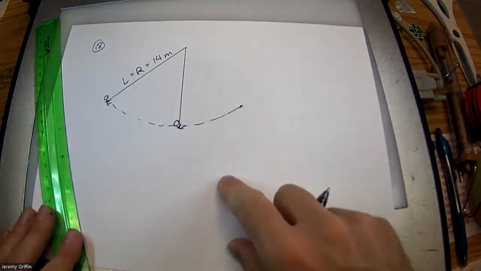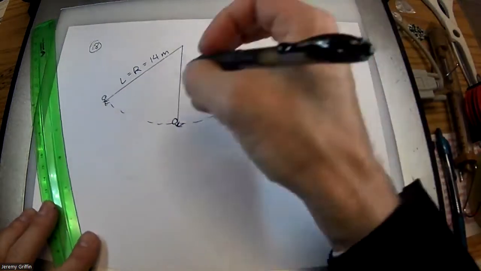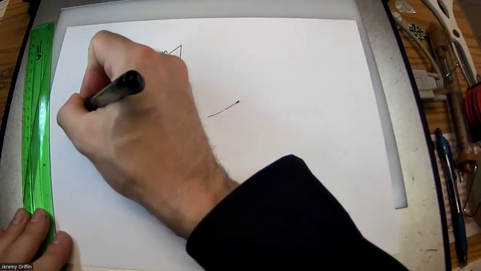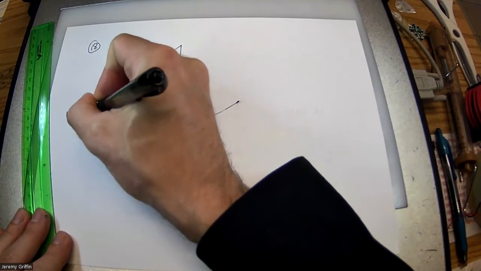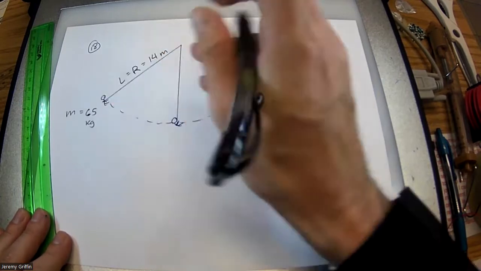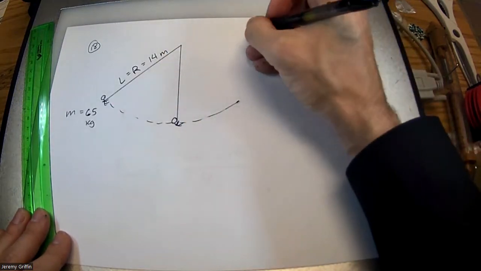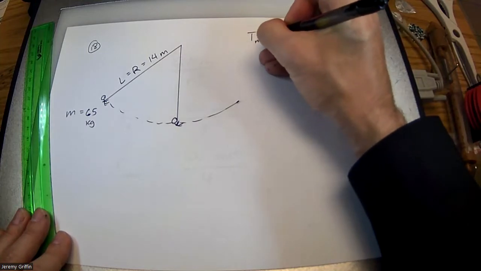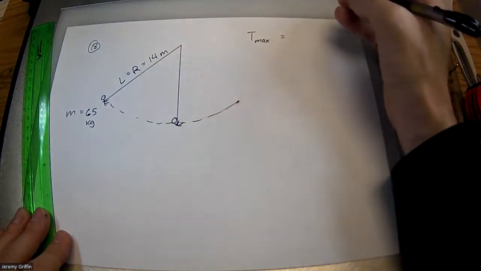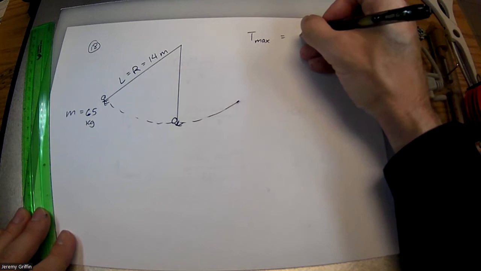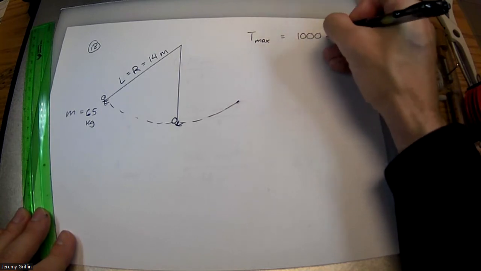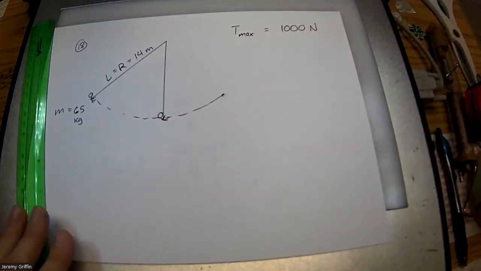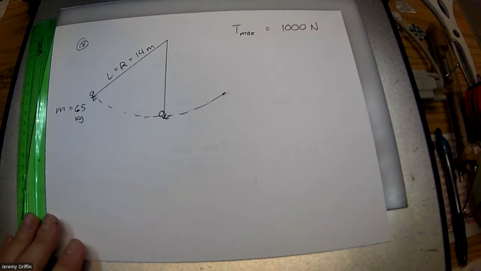Right. I'm gonna call the mass of my guy 65 kilograms, and I'll have T max equal to, yeah, I use the same T maxes in the book. Right, how about that? I wonder if my guy's gonna make it.